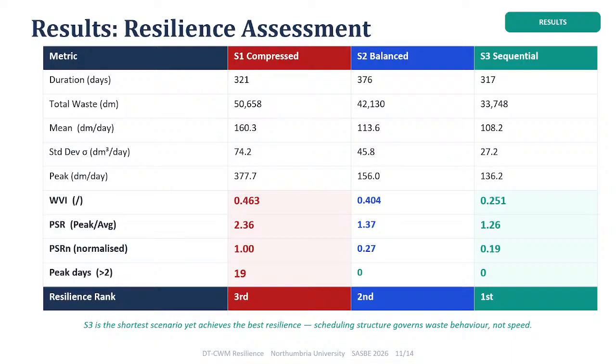And we can see here also that while the third scenario is the shortest one, it achieves the best resilience. And this tells us that the scheduling structure controls the waste behavior, not the project speed or the project duration.